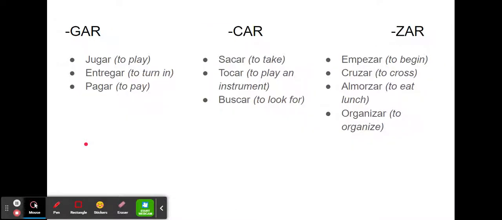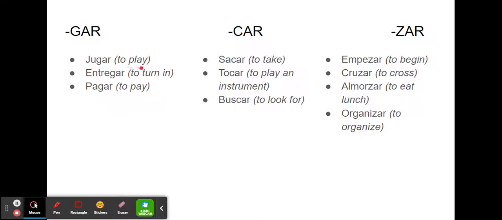Here are some common GAR, CAR, and ZAR verbs. There are others. It's actually quite a long list of verbs that are GAR, CAR, ZAR verbs. But these are some that might be the most helpful. And you can know that if you find any verb in Spanish that ends in GAR, CAR, or ZAR, even if it's not on this list, it follows these new rules. So just keep your eyes out for them. And here's a couple of the most common ones.